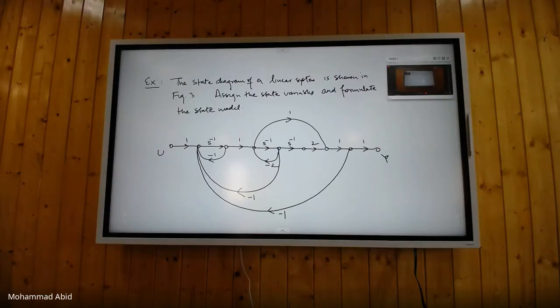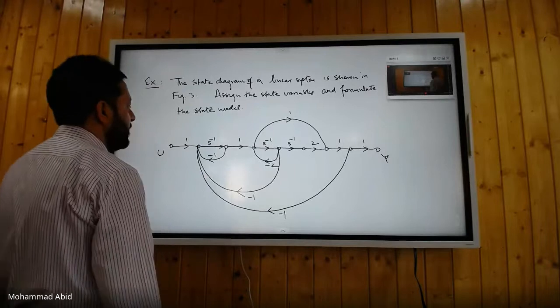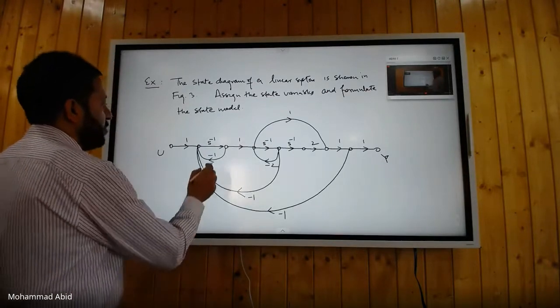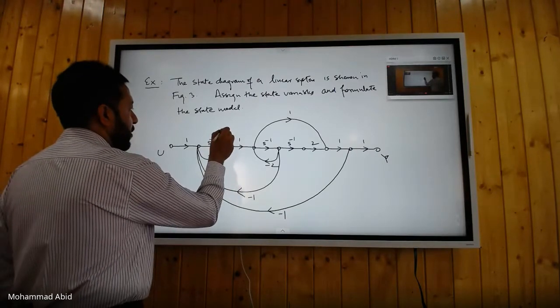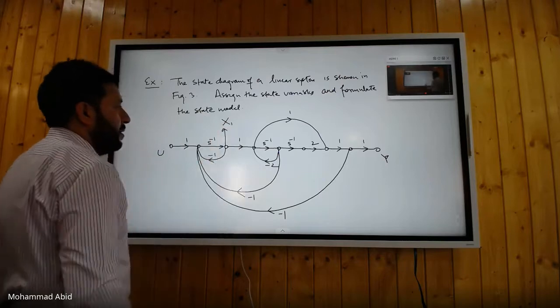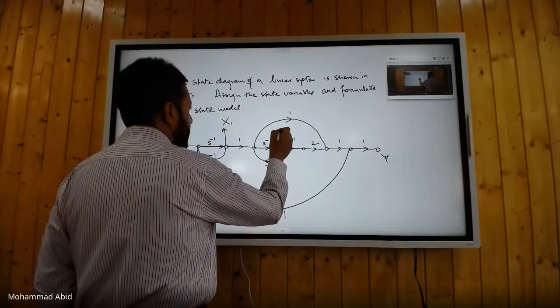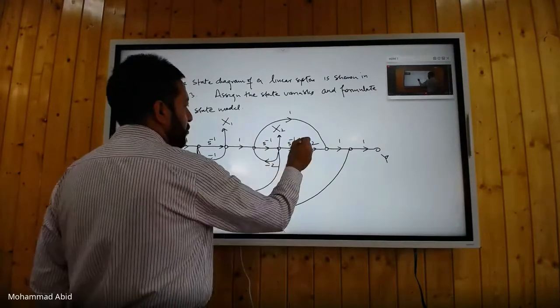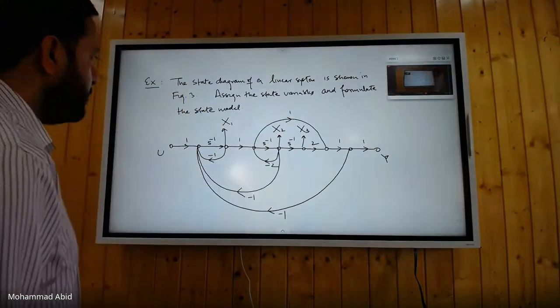Sir, the outputs of integrators are to be chosen as state variables. So, how many integrators are here? 3, sir. This is one integrator, this is the second integrator, this is the third integrator. Now I name the outputs of these integrators as state variables. This node represents the output of this integrator. I call this x1. The output of this integrator, I call x2. And the output of this integrator, I call x3.